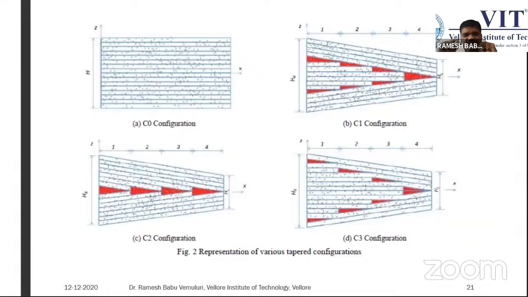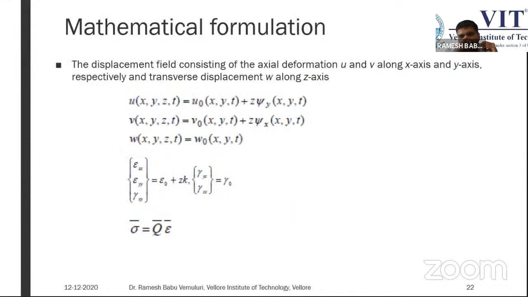So in these we can add carbon nanotubes to the composites. We added the carbon nanotube during fabrication itself. Then for this, how does the mathematical displacement field consist of the axial deformation? What are these displacements? So these displacements u(x, y, z, t) are equal to u naught (x, y, t).